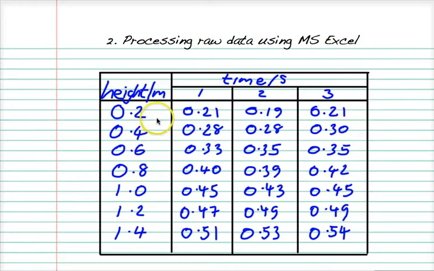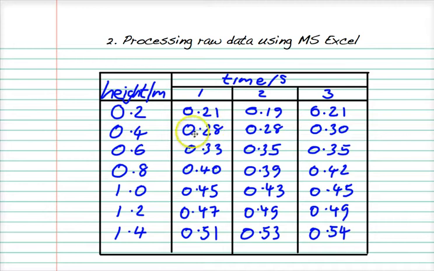As you can see, I changed the height, I increased my heights. The heights I chose were way too small and I couldn't really record time to any degree of precision. So I changed the heights, I doubled the heights, and I ended up with a range from 0.2 meters, 20 centimeters, up to 1.4 meters. These are the times that I recorded. As you can see, 0.21, 0.19, 0.21 at 0.2 meters. They're not all exactly the same. There's a bit of random scatter in the data.